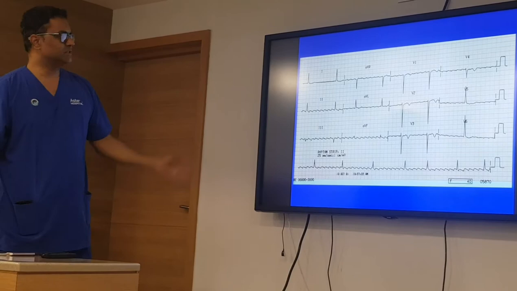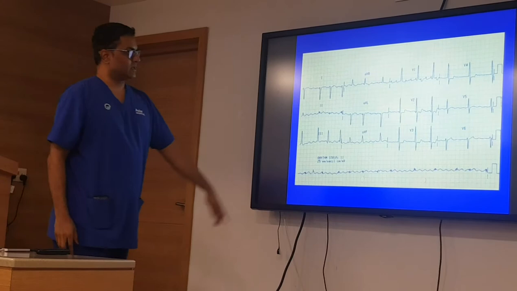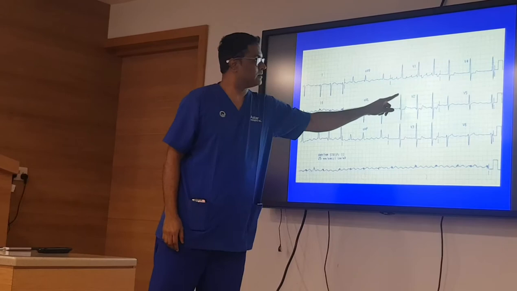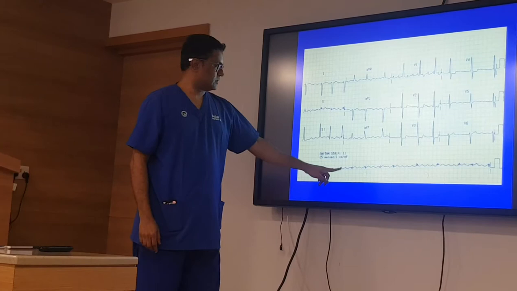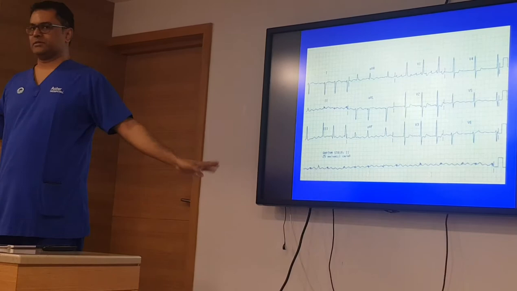This is an atypical one. There's a variable AV block. Here you can see these are flutter waves. Can you see? It's slightly different. So this is like 3:1 conduction, isn't it? Can you see that? 1, 2, 3, 1. You can see 1, 2, 3, 1. So this is atrial flutter with 3:1 conduction. Even without counting, I know the heart rate will be 100.